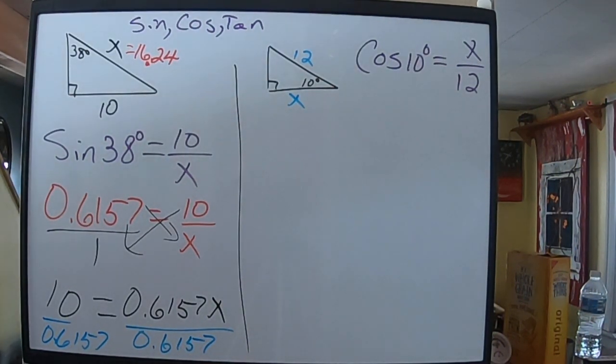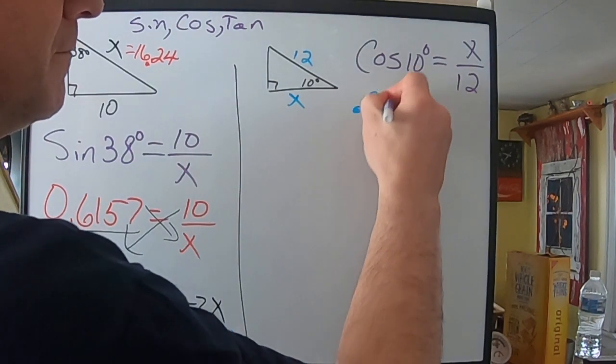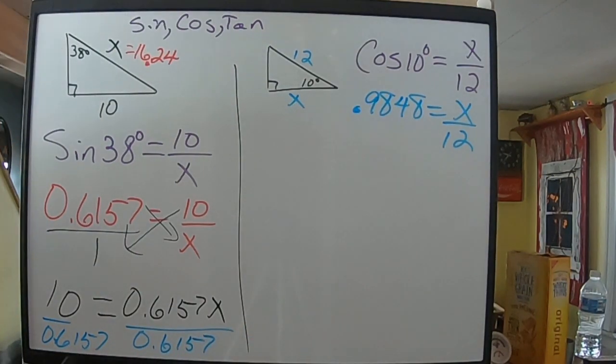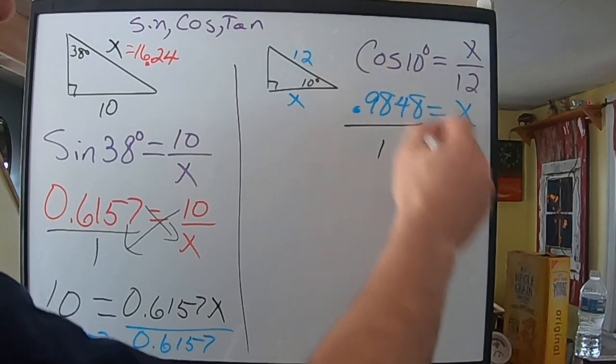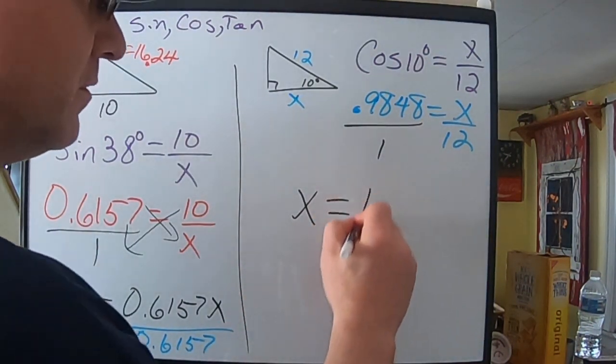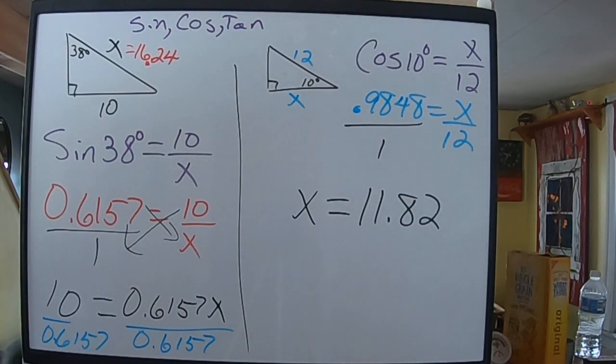Cosine of 10 degrees is 0.9848. Again, we're going to put that over 1 to make it a fraction, cross multiply, so x equals. Now when I multiply 12 times 0.9848, I get 11.82. Now that's a rounded answer for both of these. Both of these are rounded answers.